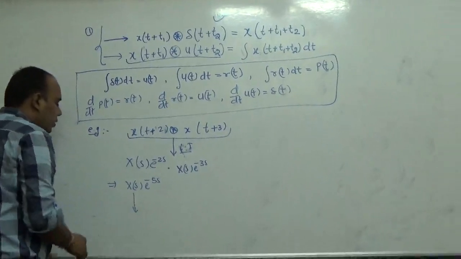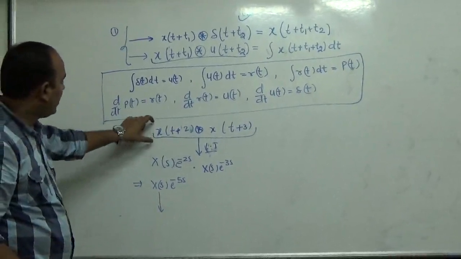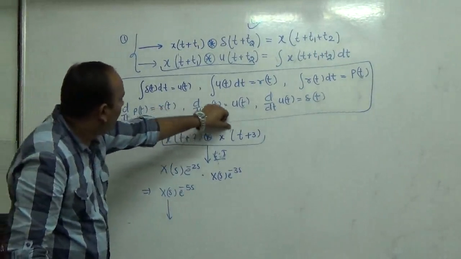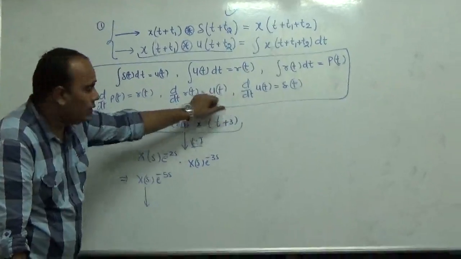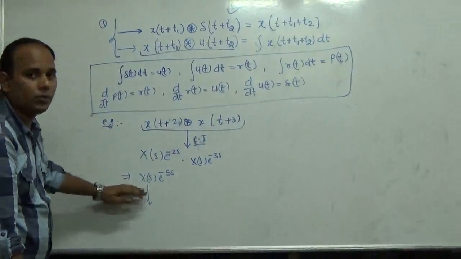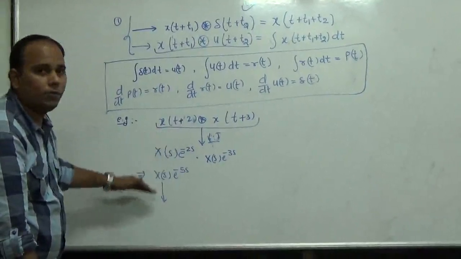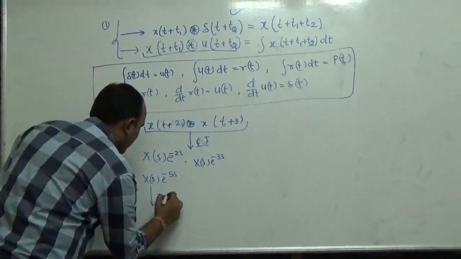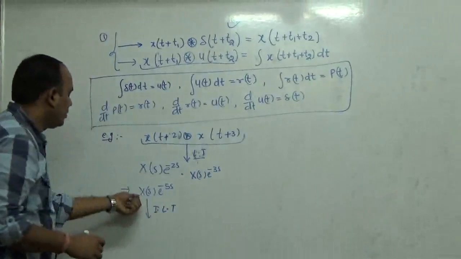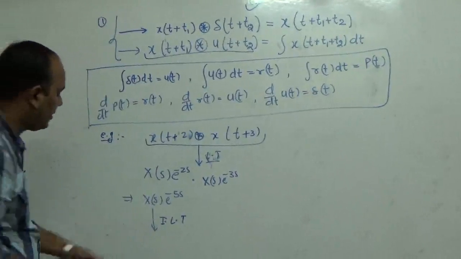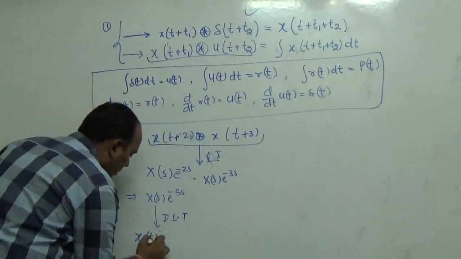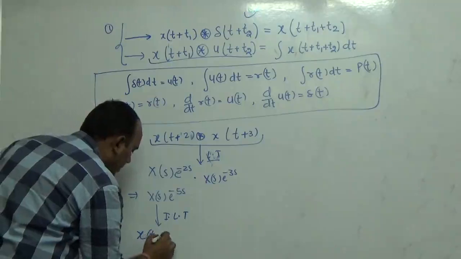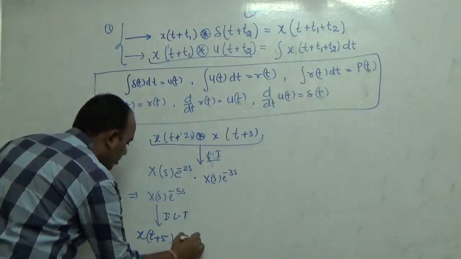Now the convolution was asked in the time domain, but we are solving in the frequency domain. So we have to shift from the frequency domain to the time domain by using the inverse Laplace transform. The inverse Laplace transform of X(s) will be x(t), and there is a shifting of 5, so that will be x(t+5). So this is your answer.